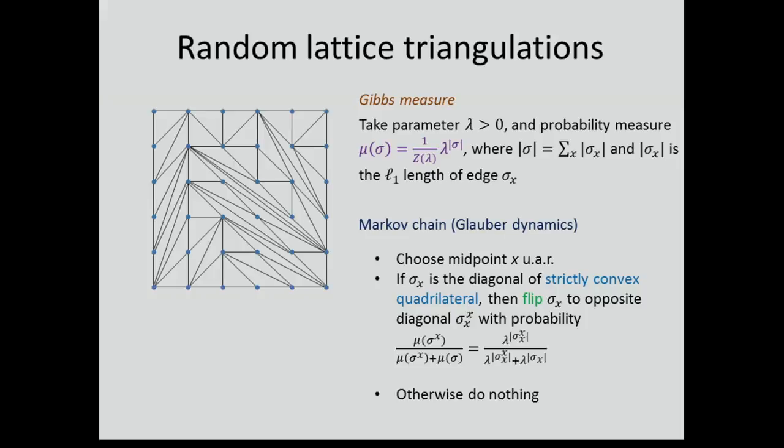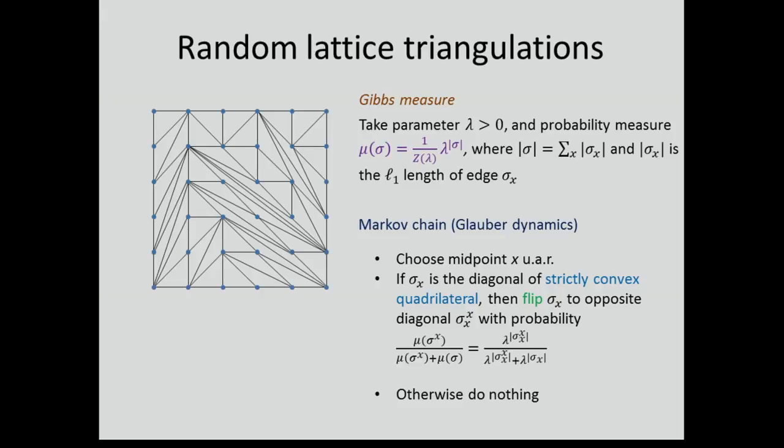But if you end up choosing an edge that is a diagonal of a quadrilateral that is not strictly convex, like in this case, then you cannot remove this edge and add the other diagonal because it would not create a valid triangulation. So in this case, you just don't do anything and suppress the move. Just stay put. Okay. So that's your Markov chain.